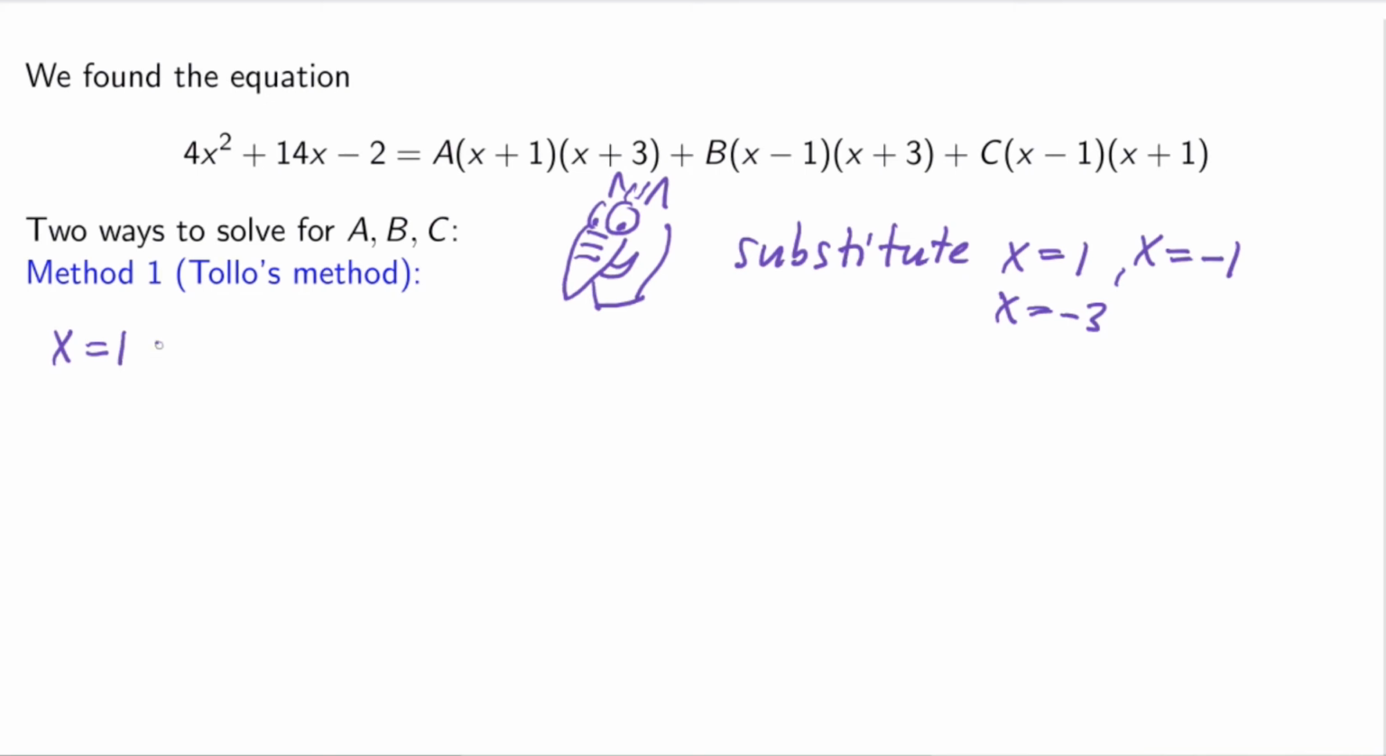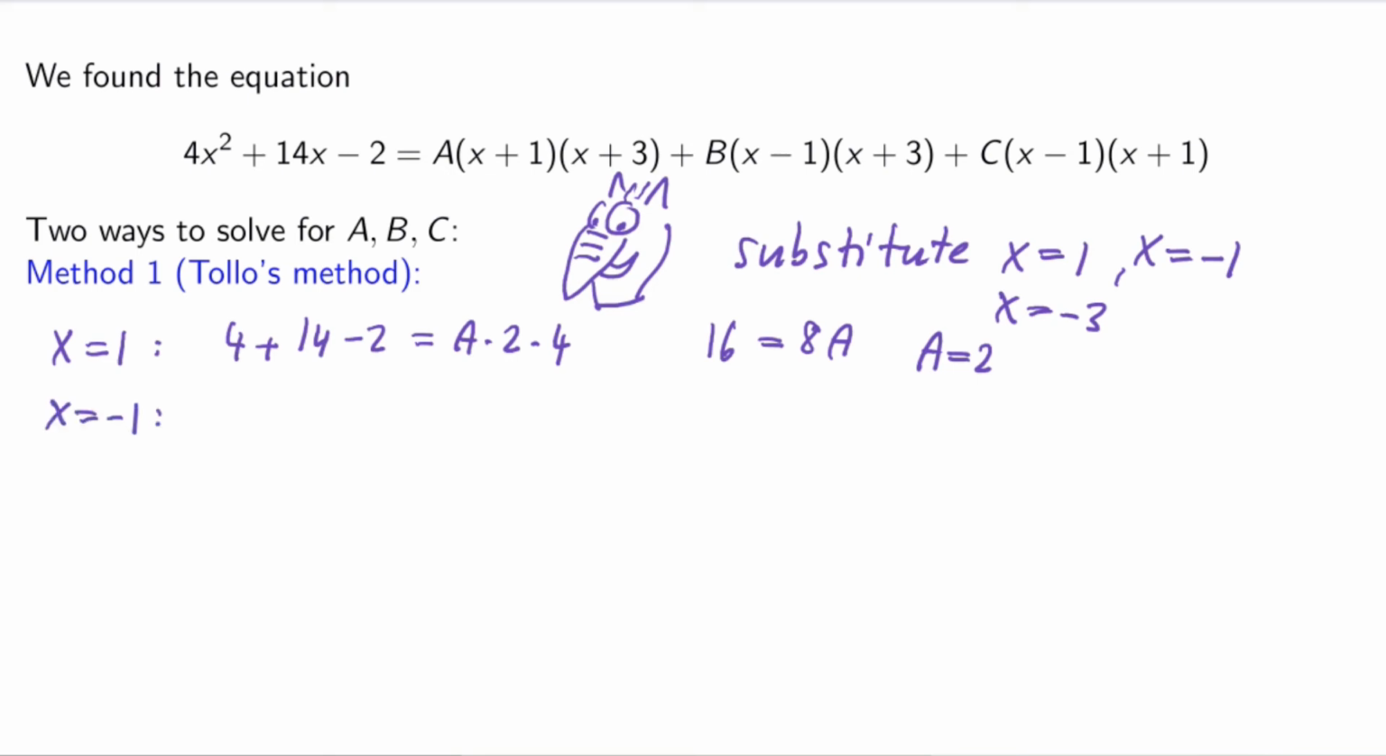So I sub x is equal to 1. On the left-hand side, if I sub in 1, I get 4 plus 14 minus 2 equals, and then for the a, I sub in x is 1, so a times 2 times 4. And now the b term. If I sub in x is 1 here, I get 0. And if I sub in x is 1 here, I get 0 too. So I just get the a term, which gives me 16 is equal to 8a. And then we can find a is equal to 2. Beautiful.